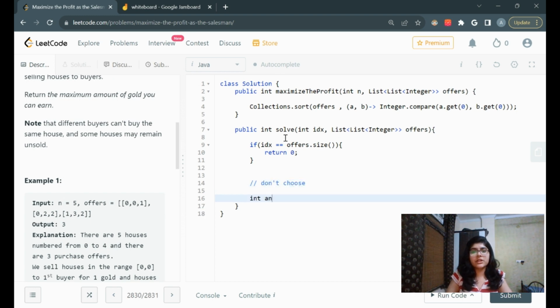Now in DP we have two options, choose and don't choose. For the don't choose condition, let's suppose the answer would be answer 1. What I'll do is directly ignore this index and move on to the next possible index. So that is the simple code for this particular part.